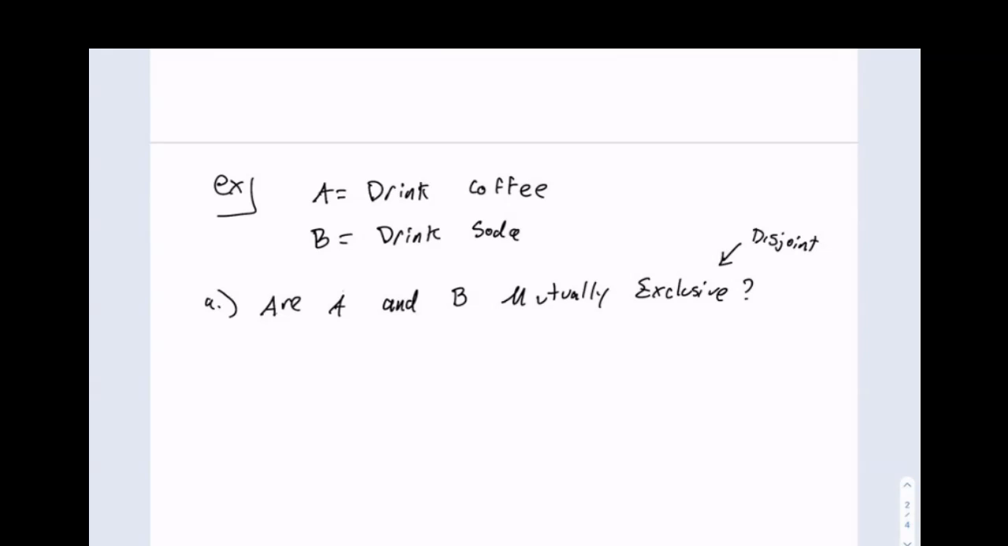If you look back into your notes, I gave you a Venn diagram that shows what mutually exclusive looks like. I've also explained it to you and we defined it. You're saying they are disjoint? I say they are not. They are not mutually exclusive. Why?